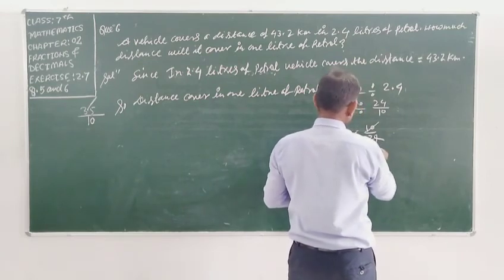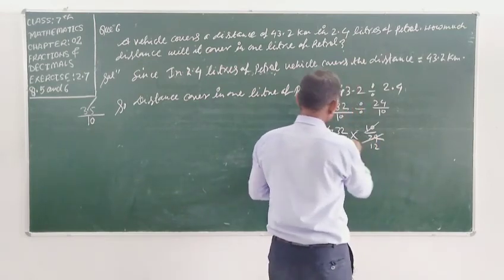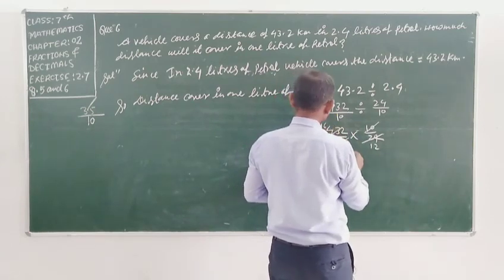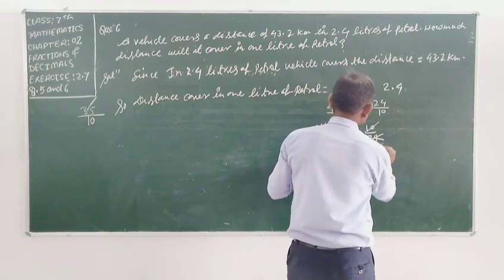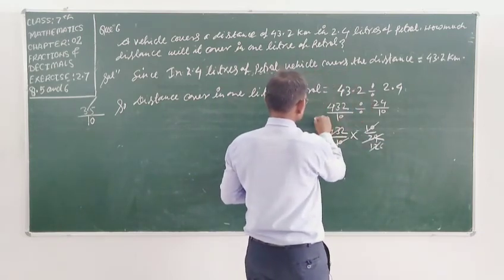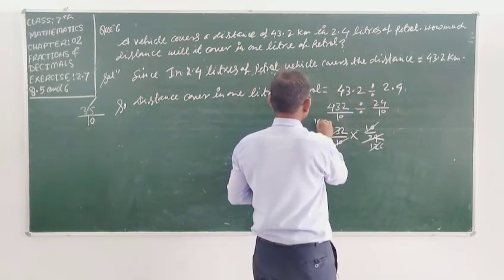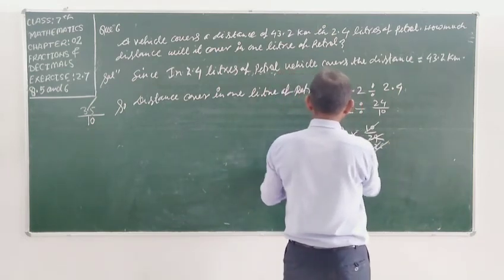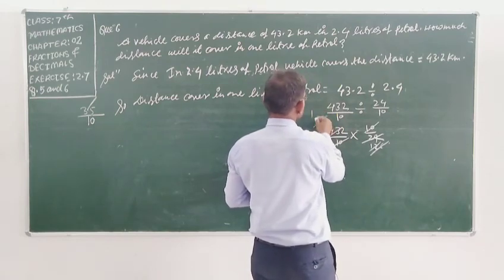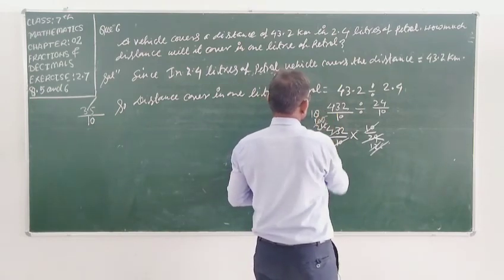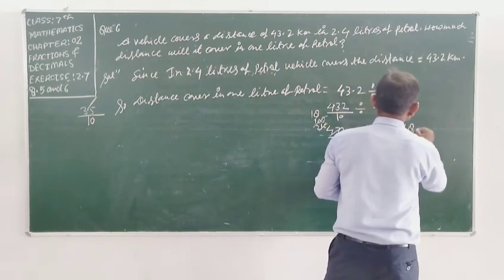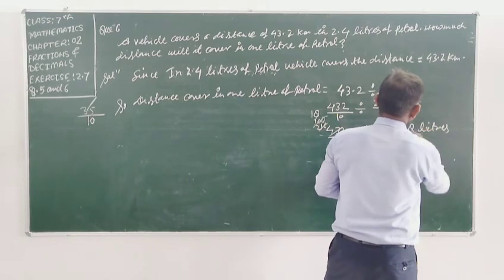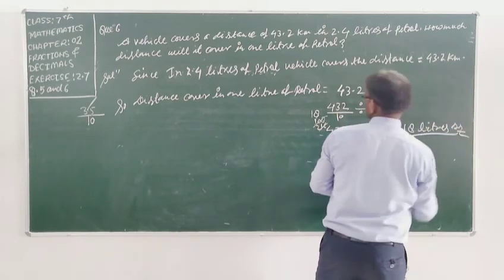432, 2 ones are 2, 2 twos are 4, 2 twos are 4, 2 ones are 2, 2 sixes are 12, and 2 sixes are 12, 2 ones are 2, 0, 2 eights are 16, and by 6 we can divide. 6 ones are 6, 6 eights are 48, is equal to 18 liter. 18 liters of petrol. Answer.